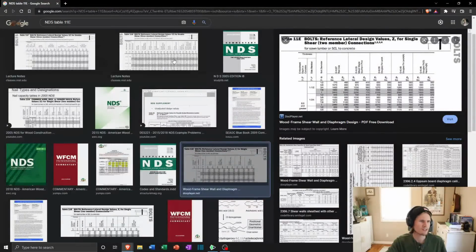So this is the design problem I'm doing right now, from a 2012 design manual, so it's referencing older code, so you gotta be careful of that. They call out referencing table 11E to get capacities for the anchor bolts of your shear wall to your concrete foundation, and they just reference this table. I'm like, what? What are they talking about? I don't see this anywhere in the NDS.